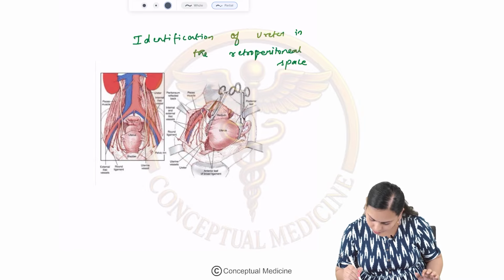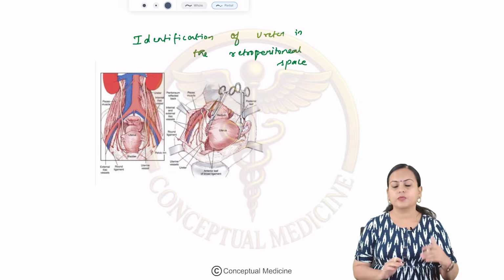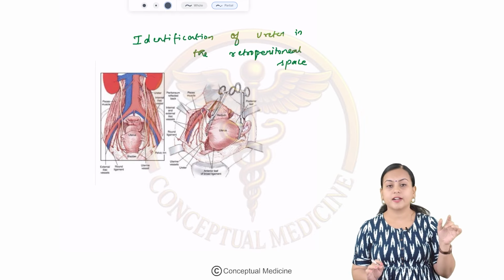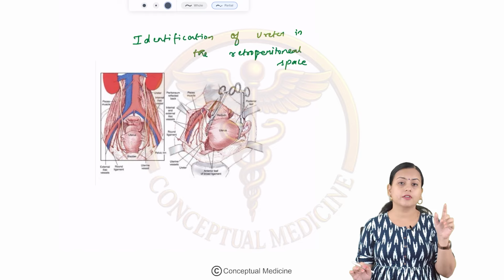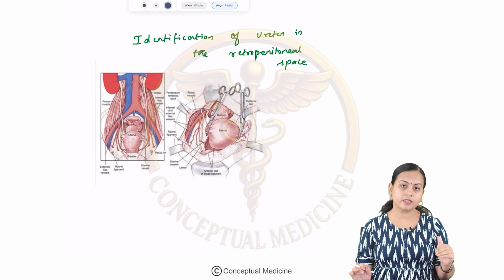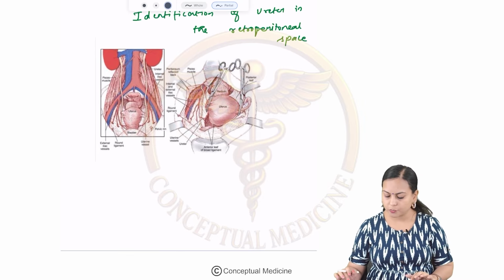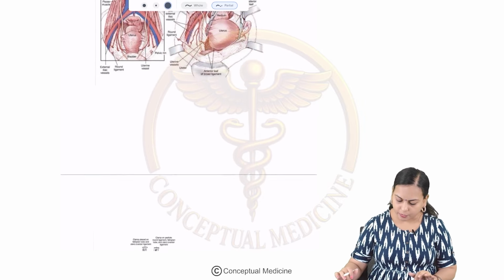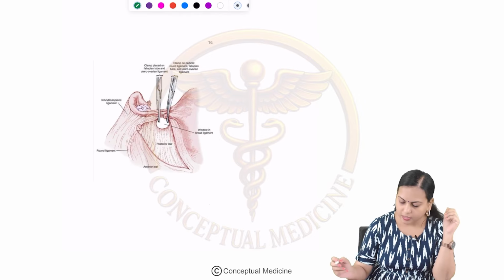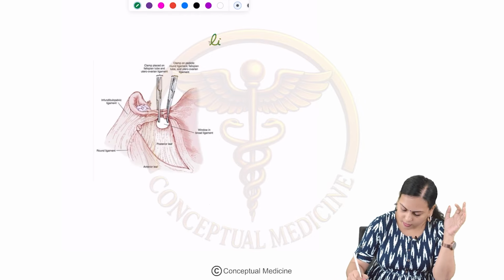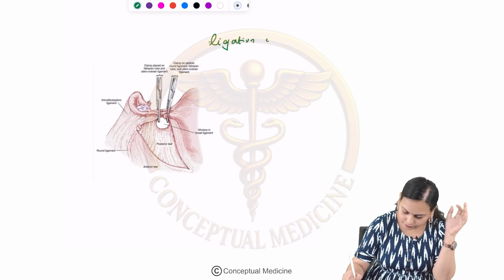Here also you are able to see the ureter. So what is the mnemonic you will keep here? It is water under the bridge. The bridge here is uterine artery. Water is the ureter. So this relationship should be known. That is very important. And the next step is ligation of utero-ovarian ligament.